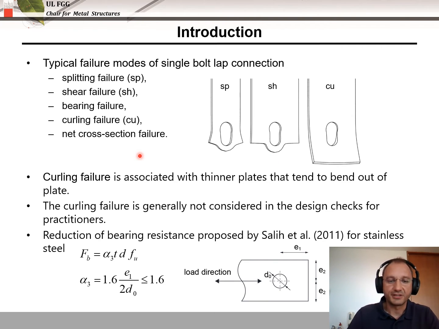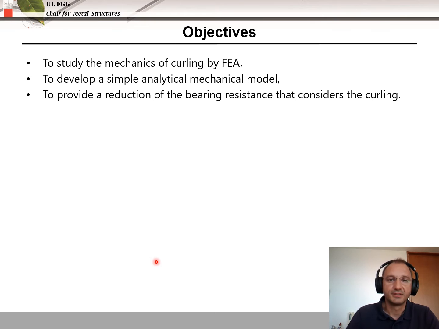The curling failure is generally not considered in the design checks for practitioners. However, there are different proposals in the literature that address this problem. One of them being proposed by Salih and authors that is written on the slide. The objectives of this study were to understand the mechanics of curling addressed by finite element analysis, and to develop a simple analytical mechanical model that could provide a reduction of the bearing resistance that considered the curling phenomena.